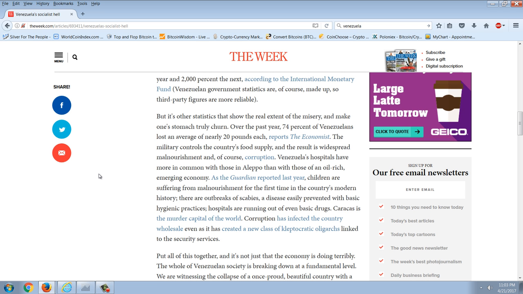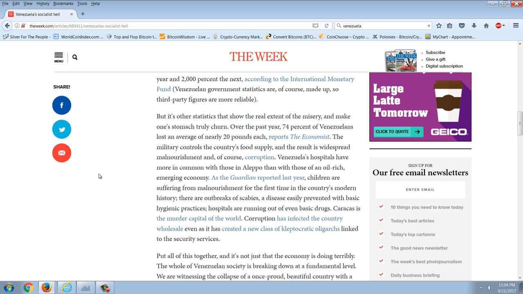But its other statistics show the real extent of the misery, and it makes one's stomach churn. Over the past year, 74% of Venezuelans lost an average of nearly 20 pounds each, reports The Economist. The military controls the country's food supply, and the result is widespread malnourishment and, of course, corruption. Venezuela's hospitals have more in common with those in Aleppo than those of an oil-rich emerging economy. As The Guardian reported last year, children are suffering from malnourishment for the first time in the country's modern history.